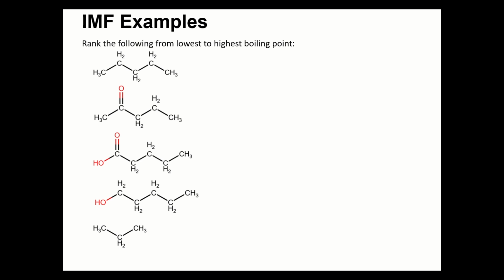So remember, the weaker the force, the lower the boiling point. And so what they're basically asking us to do is to rank the following from weakest to strongest intermolecular forces. Okay, and keeping in mind that dispersion is our weakest, and then next comes dipole-dipole, and last comes hydrogen bonding.